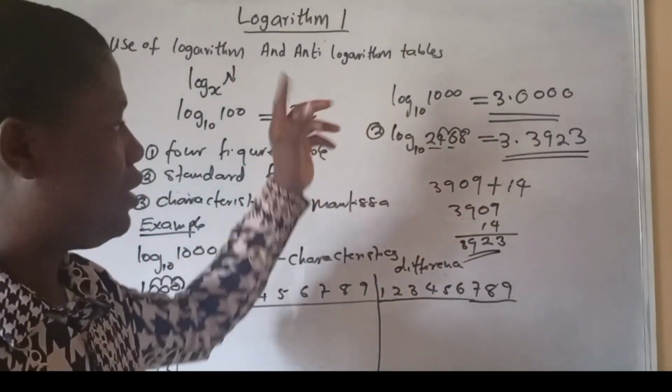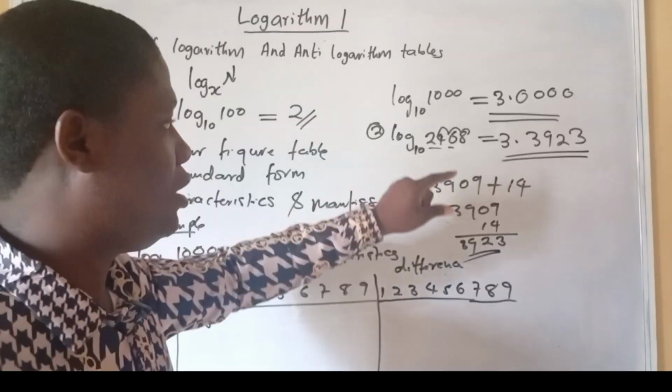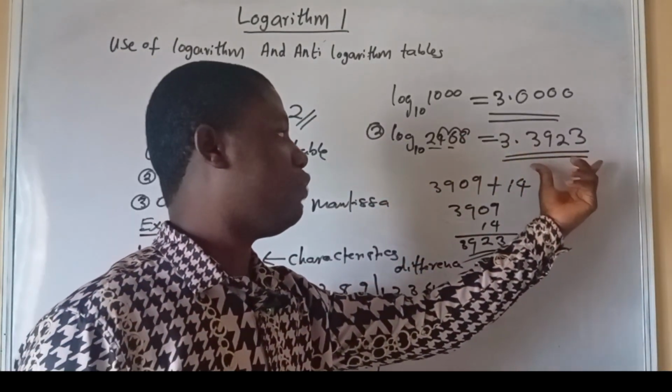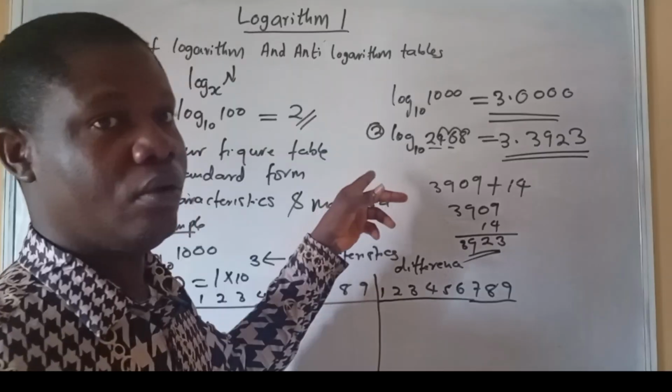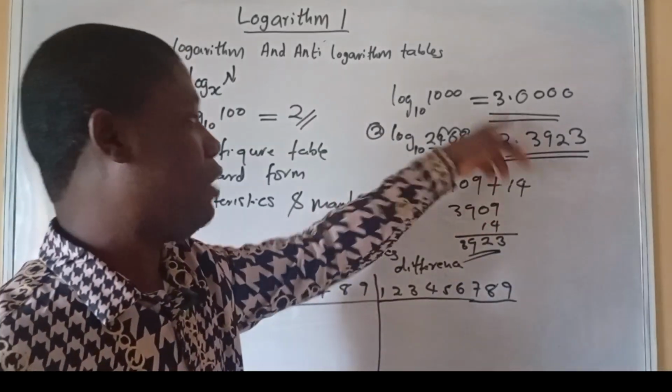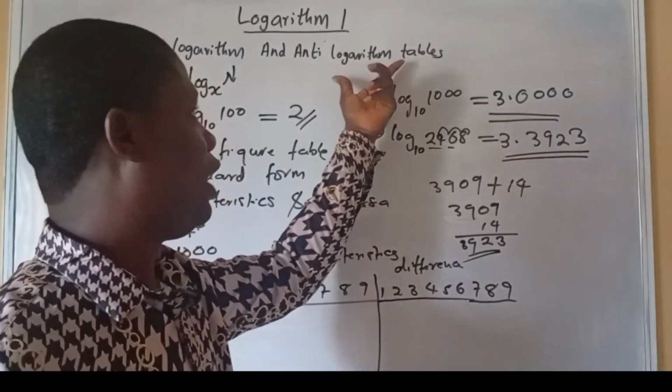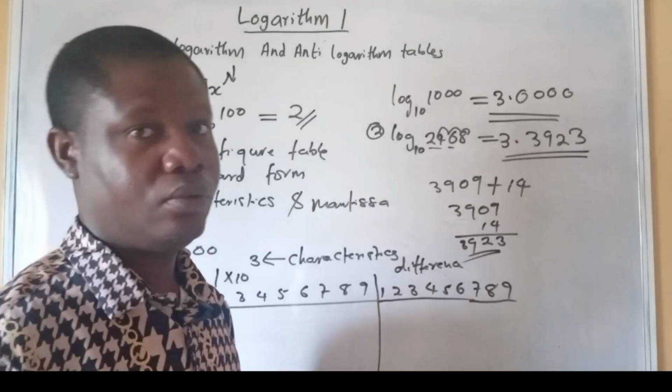Now the anti-logarithm is the reverse of logarithm. That is, if you know the logarithm of a number and you want to put it back, you want to know what that number is, you use your anti-logarithm table.